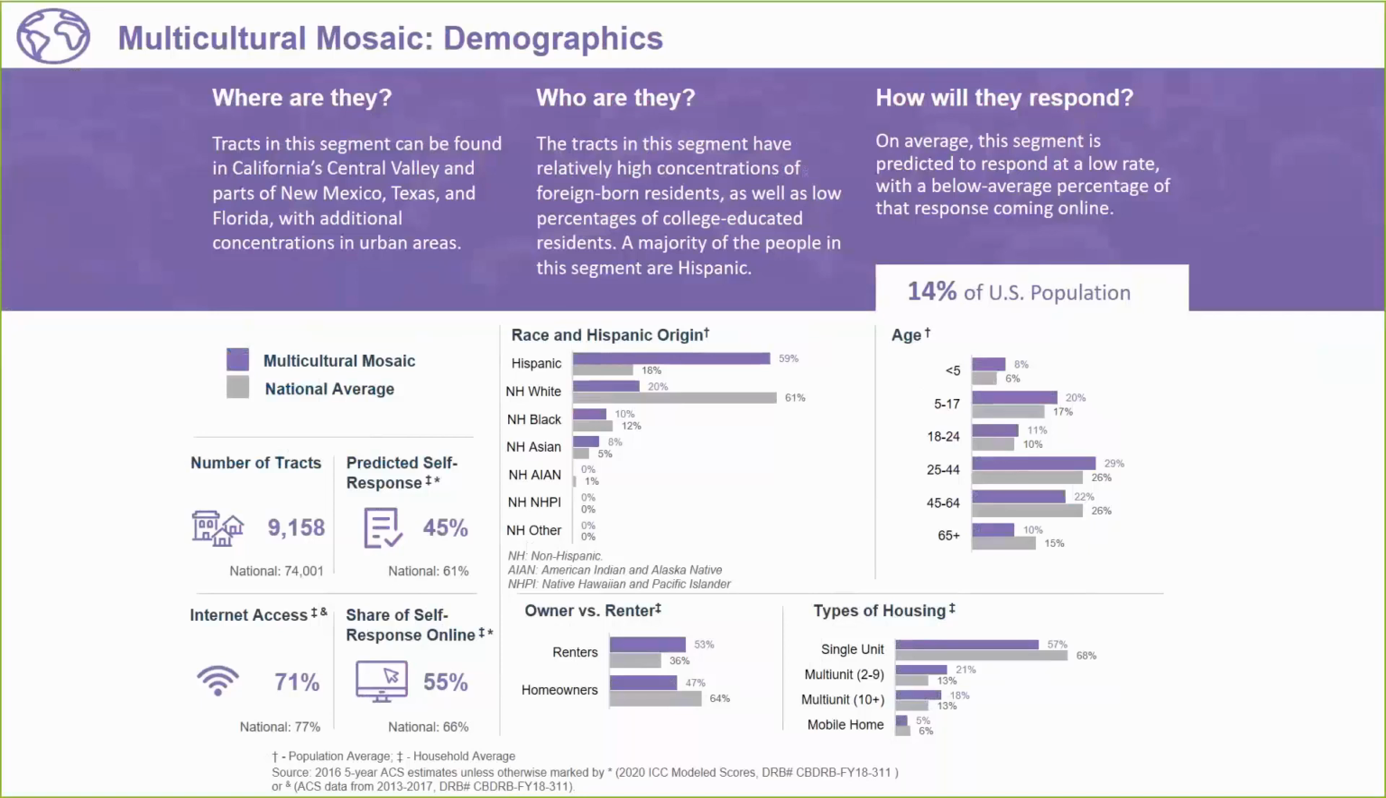So you can see here on these bar charts, the gray is the national average, and the purple is, in this segment, the percentage of households that are Hispanic. You've got almost 60% versus a national average of about 18%. So you can also see the owner versus renter. About 71% have internet access at home. That's a little lower than the national average of 77%, etc. Right?